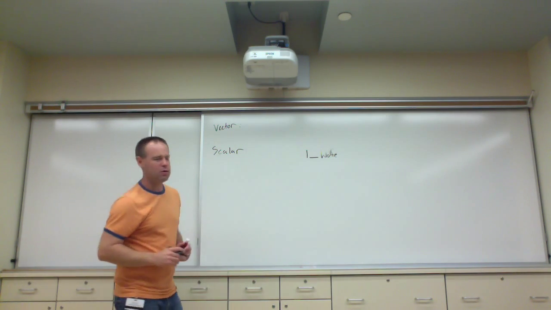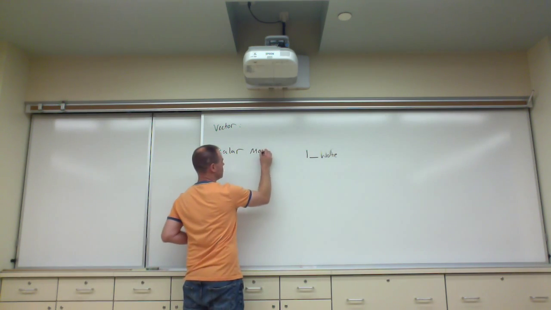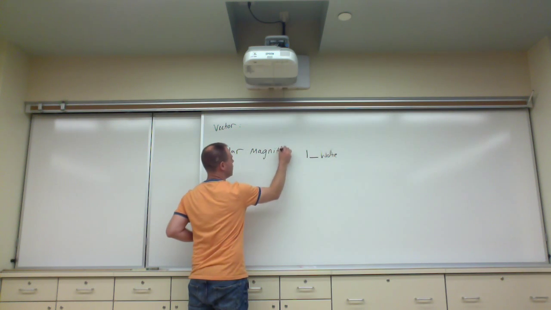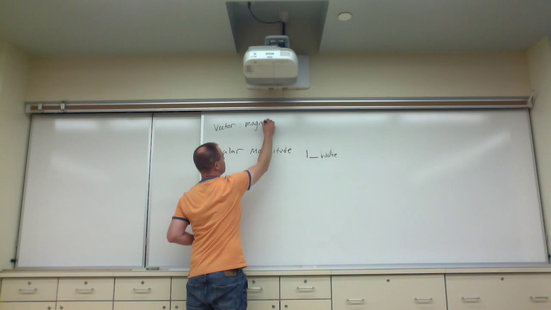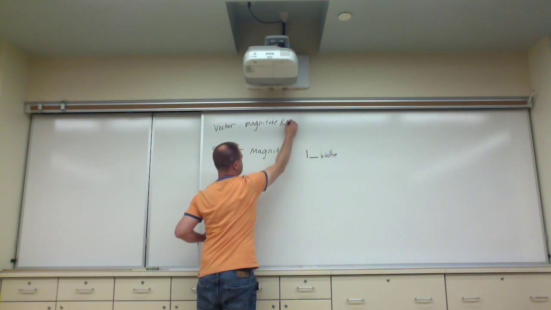A scalar only has magnitude, whereas a vector has magnitude and direction.